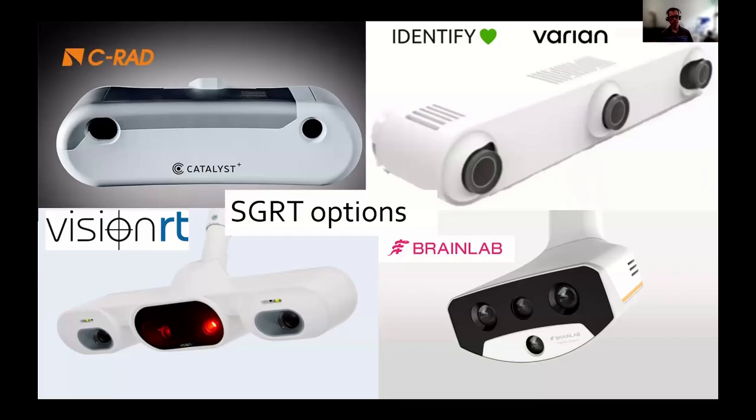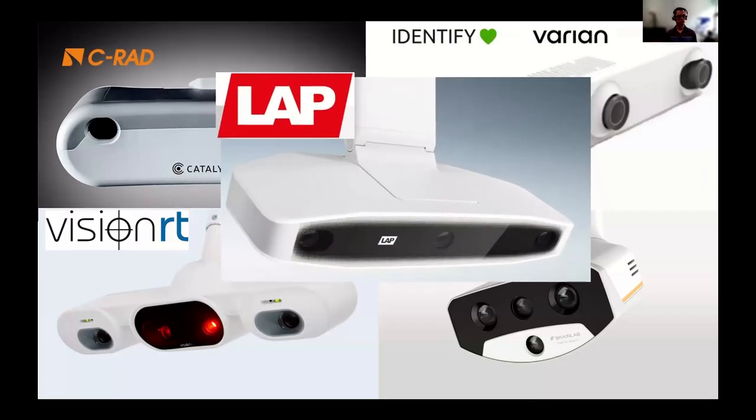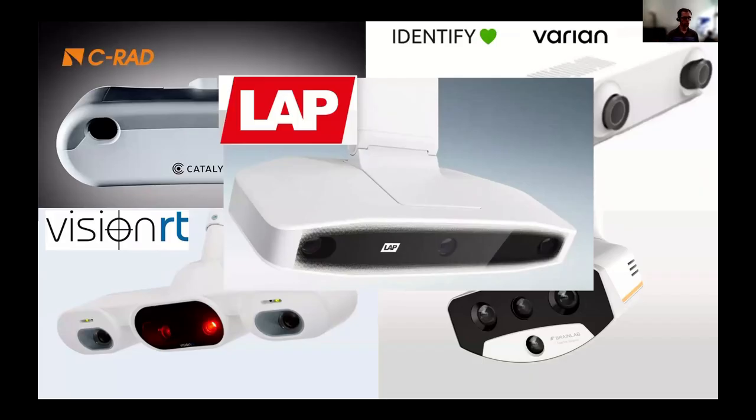So hopefully you're all on board with the fact that we need SGRT for our patients, and I'll go into a bit of detail on the different options, different manufacturers. So Mike and I both have Vision RT system, that's AlignRT. There's also C-RAD, Identify from Varian, and then the BrainLab system. And more recently on the market is LAP, and they're not on the slide actually because I don't know all that much about it, but Clarity is another manufacturer.